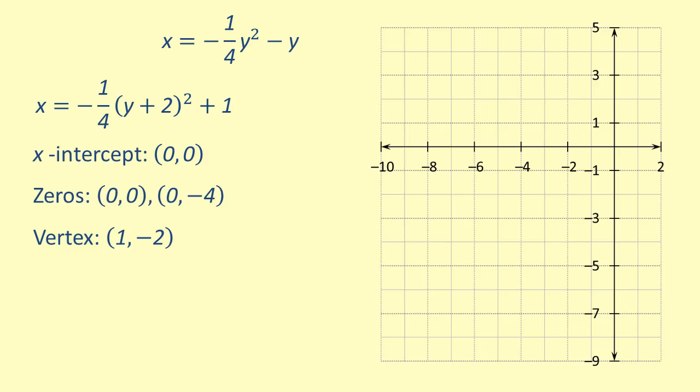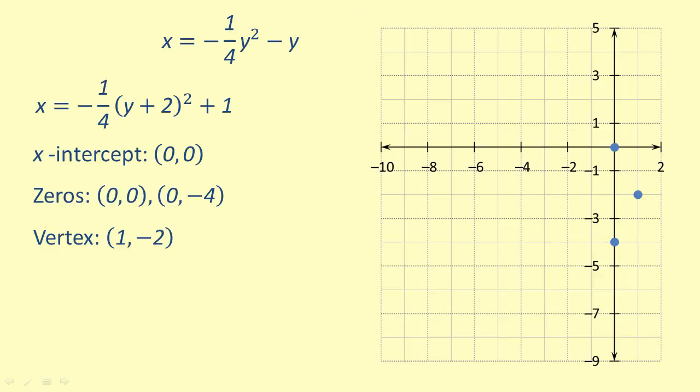Collecting all of the information we have about the parabola, we can now graph it. Start by plotting the vertex. Next, plot the intercepts. Since the x-intercept is at the origin, it is also a y-intercept. We only have 3 points plotted so far.